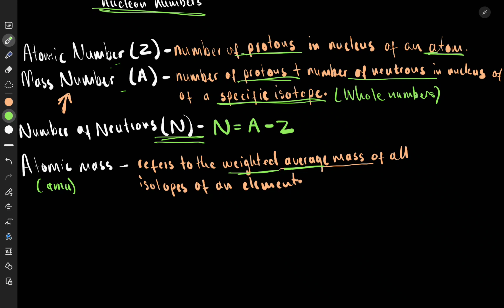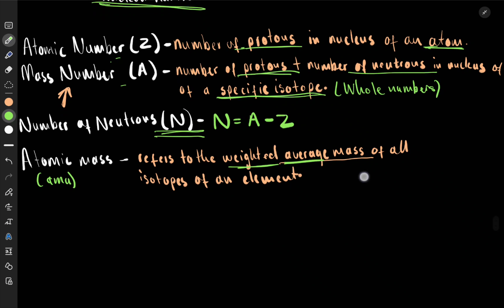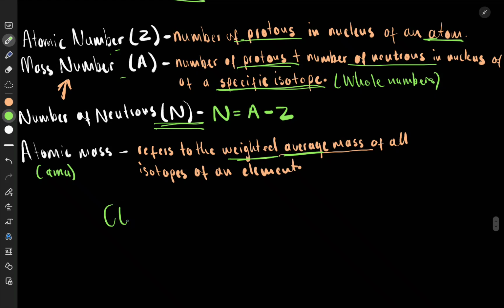Let me give you an example. Say you have chlorine. There is chlorine 35 and there is chlorine 37, right? These two are different. Both of them are chlorines, but they have different mass numbers. They are isotopes. Because they are chlorines, the atomic number is still 17. But their mass numbers, look, one is 35, the other one is 37.